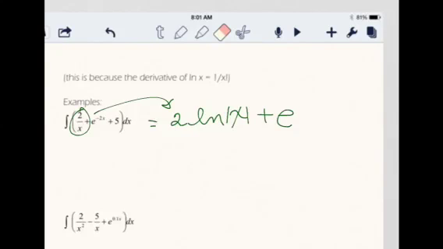The antiderivative of e to the negative 2x is e to the negative 2x. You divide by negative 2. The antiderivative of 5 is 5x. And then you add c to it as always.